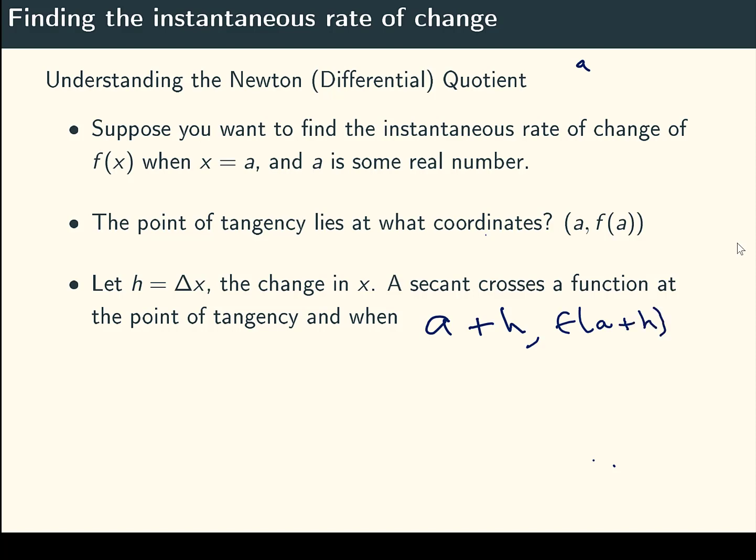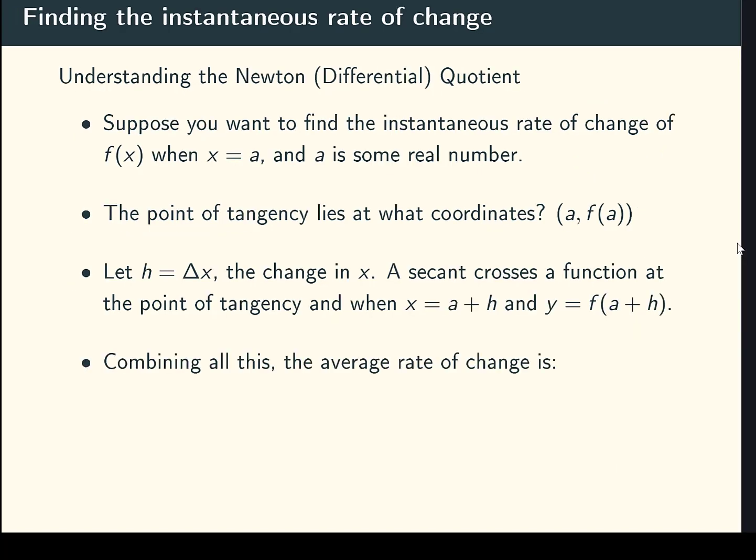So we might have a is equal to 2, like in our previous example. Let h be equal to 1, so the change in x is going to be equal to 1. That would give us what? That would give us the coordinates 3, f of 3. Yeah, that's right. We would have 2 plus 1 gives us our x, and then the function at x, which is 3.